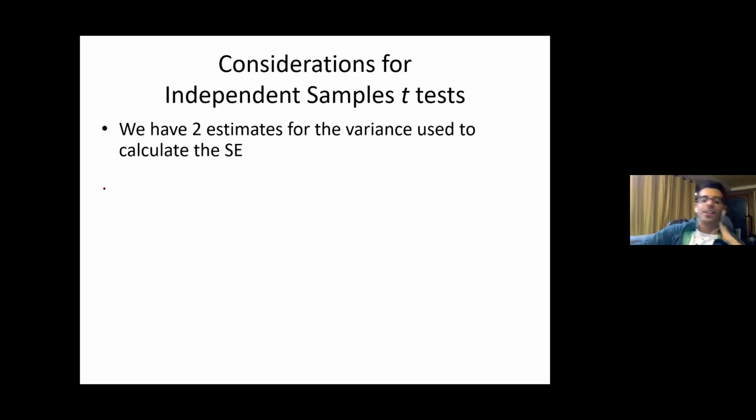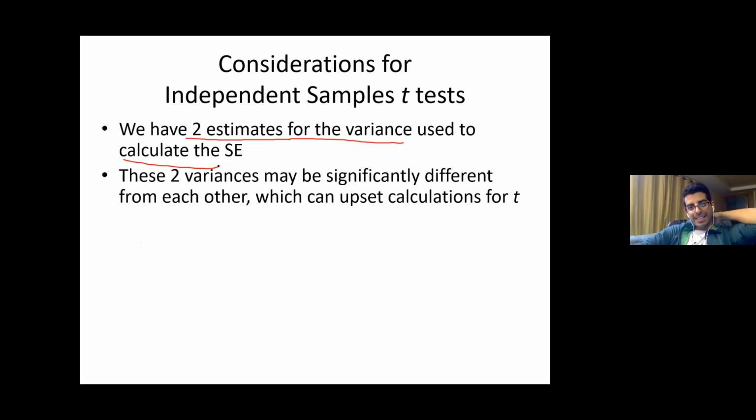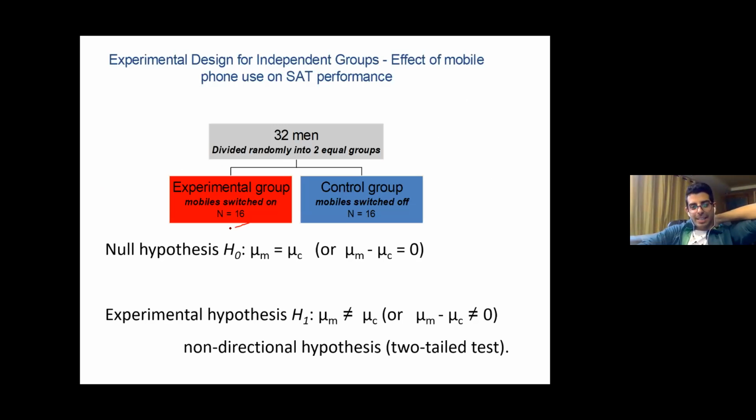But there are some considerations when we talk about the independent sample t-test. We have two estimates for the variance used to calculate SE. So what this means is that, these 16 people and these 16 people, how do I mention this? Didn't we say that they are different people? So the variance with this group might be different than the variance with this group.